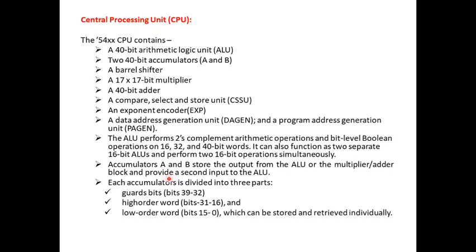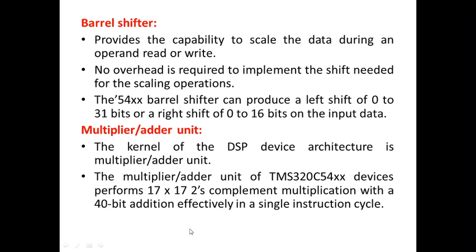Accumulators: there are two accumulators A and B, which store the output from the ALU or the multiplier or the adder block and provide a second input to the ALU. Each accumulator is divided into three parts. We can see that bits 32 to 39 are reserved for guard bits, 31 to 16 are the higher order word, and then 0 to 15 bits are the lower order word, which can be stored and retrieved individually.